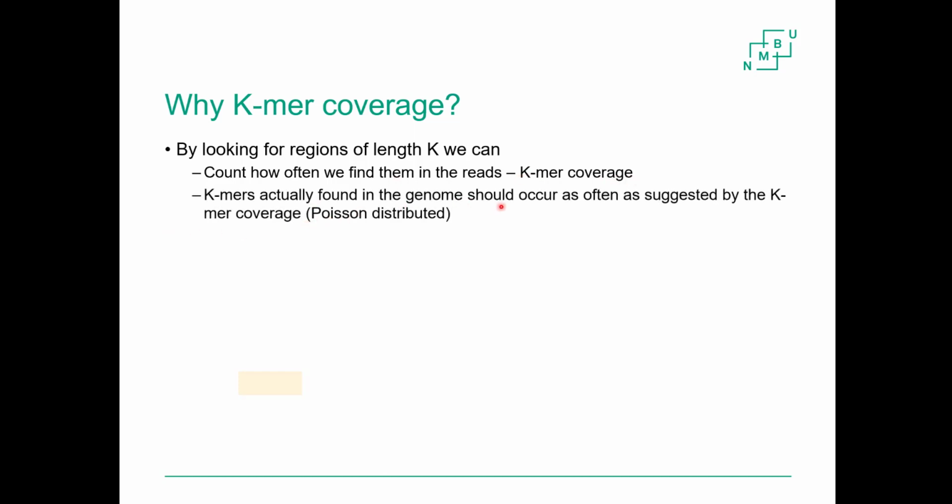K-mers actually found in the genome should occur as often as suggested by this K-mer coverage. We will see that. So this is very important. We have an expected number of occurrences of each K-mer. And then if we see some K-mers occurring very few times compared to this expected value, this is probably due to sequencing error. So by looking at and counting these K-mers, we can actually detect sequencing errors. And that is really the motivation for doing this: finding the errors in our reads.